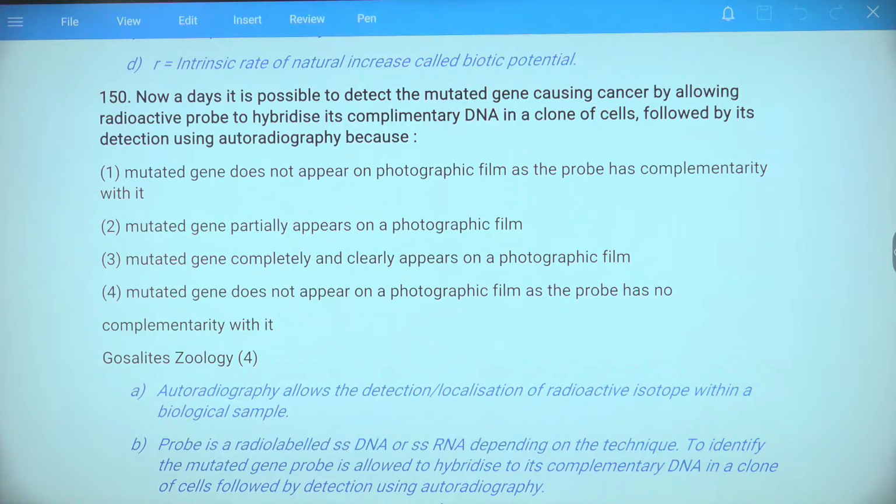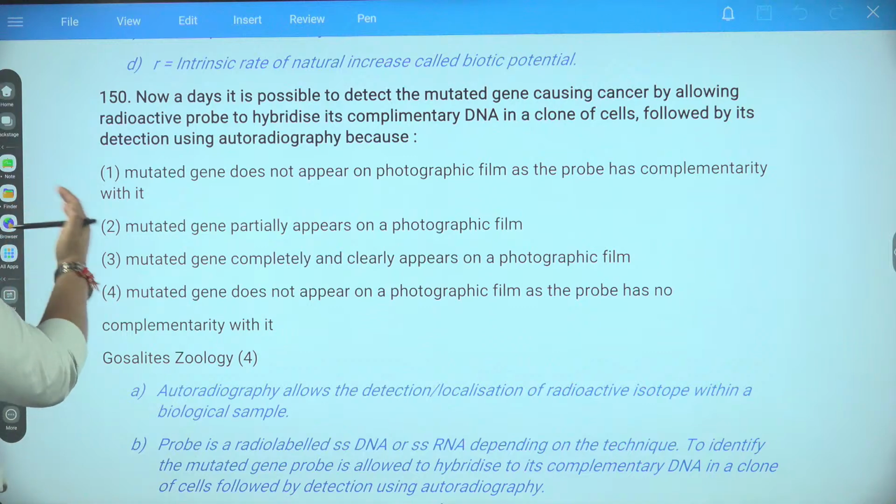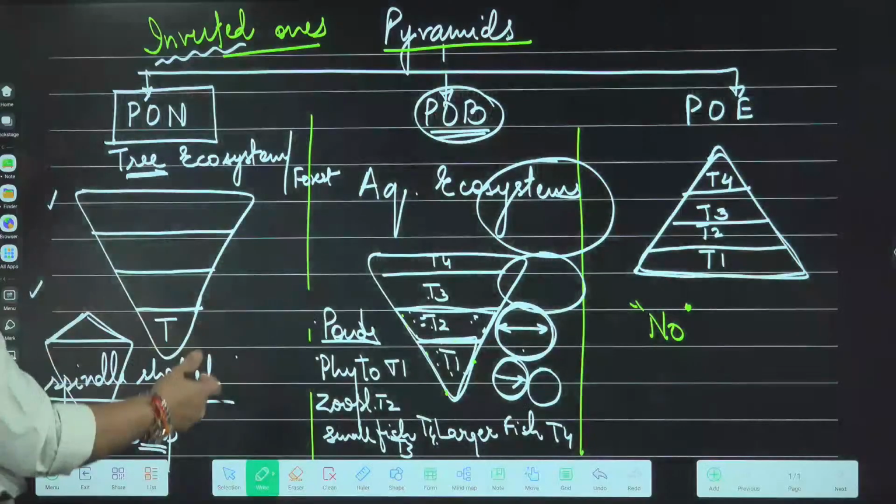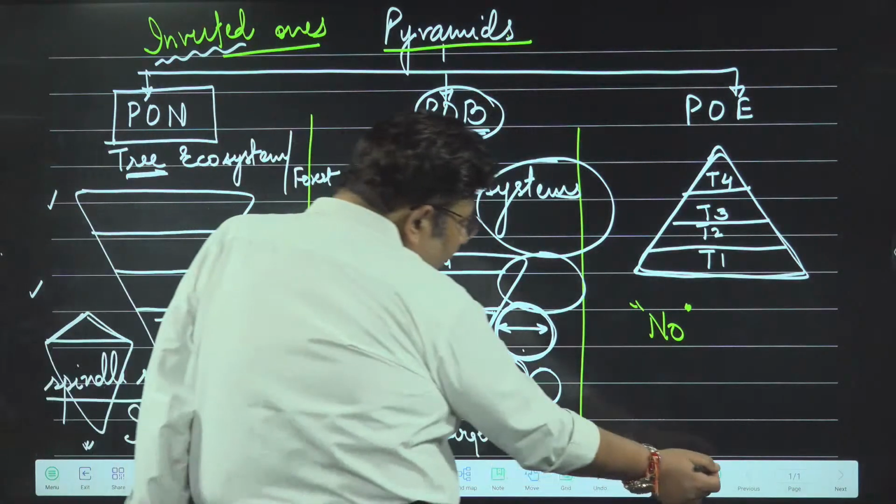Nowadays, it is possible to detect the mutated gene causing cancer by allowing a radioactive probe to hybridize with its complementary DNA in a clone of cells, followed by its detection using autoradiography. How can you detect any mutation in the clone of cells? First of all, what is a clone of cells? Let us understand all this. Why are we doing this?